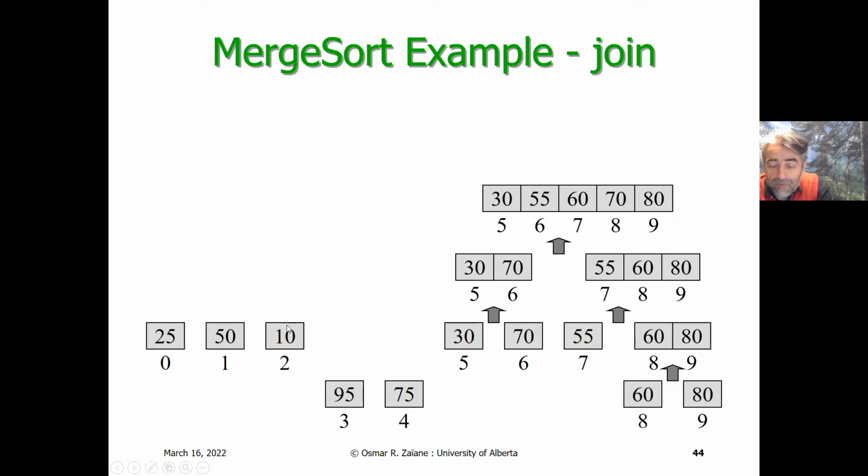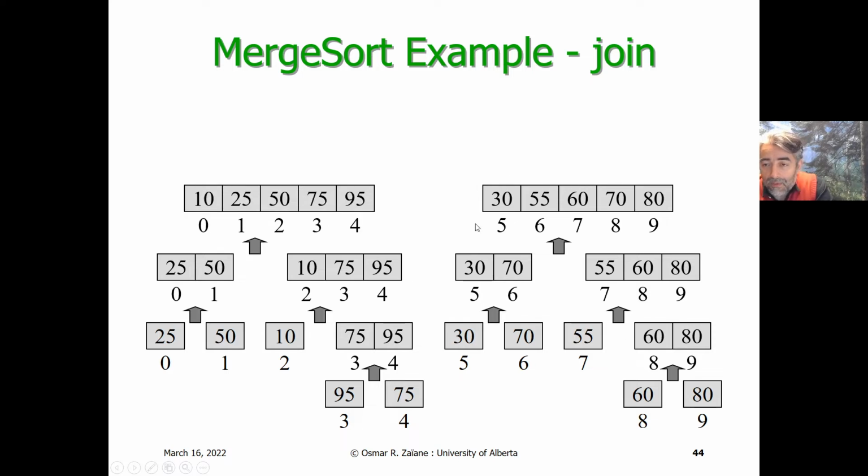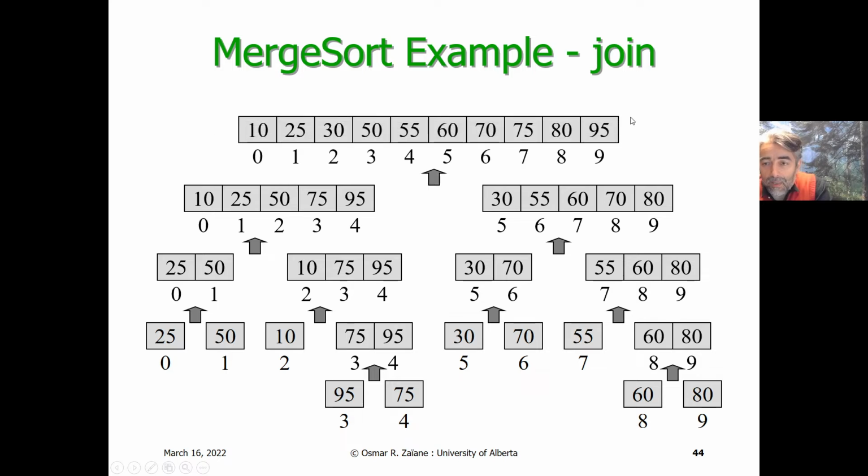I can do it the same way on the left-hand side, the 95 and the 75, it's sorted. Now I'll merge the 10 with the 75 and 95. And now I'll merge the 25 and the 50. And now the 25, 50, 10, 75, 95. Et voila, now I have both sublists sorted. I can continue and merge, and I get my whole container sorted. That's the power and the beauty of recursion. It's very elegant.